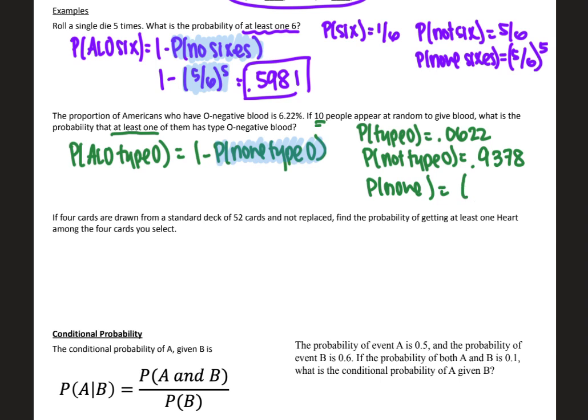is going to be 0.9378 to the 10th power. So this probability of not having type O blood is going to be 1 minus 0.9378 to the 10th power. So this probability after the 1 represents a probability that none of them have type O blood.